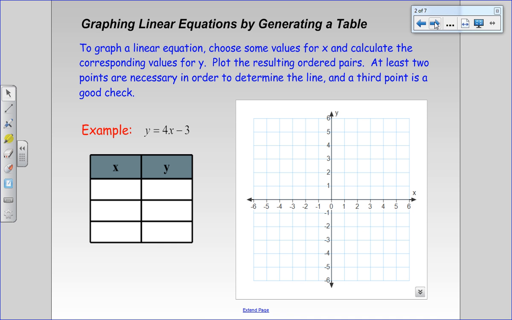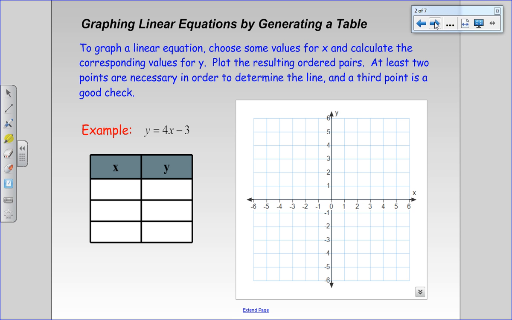The solutions of a linear equation are often shown graphically. If we plot all of the solutions of a linear equation on a coordinate plane, we'll see that the result is a line. There are several ways in which linear equations can be graphed. One is by generating a table of ordered pairs that are solutions. So let's look at some examples of that process.